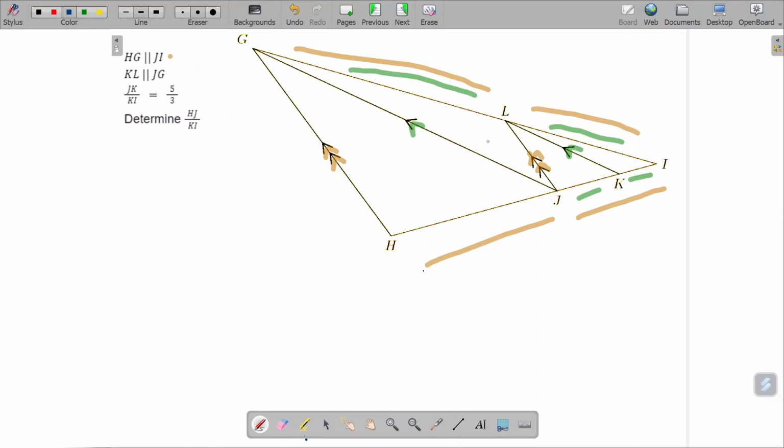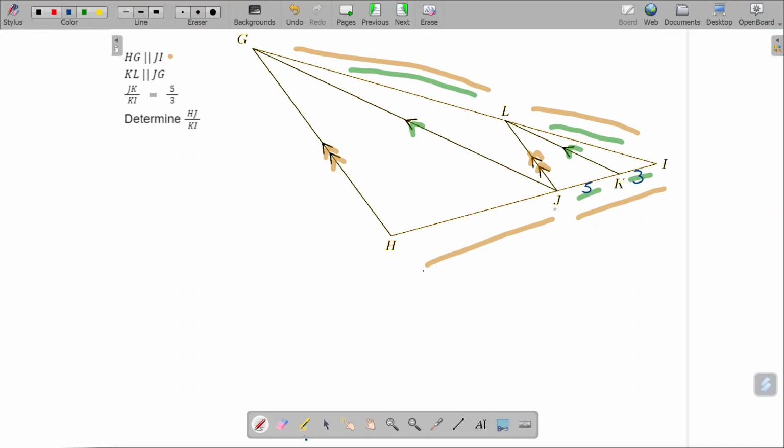They told me that JK to KI is in the proportion 5:3. So I'm going to fold them in here, 5:3. Remembering that I'm not meaning that it's 5 units long and the other one is 3 units long, simply that they are in that proportion 5:3.